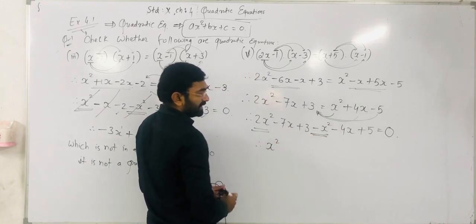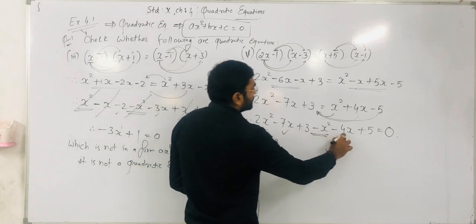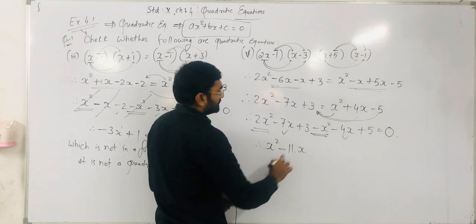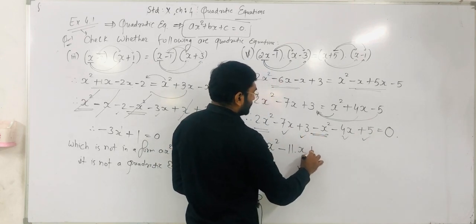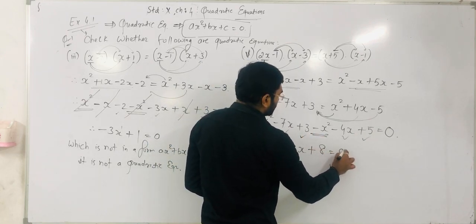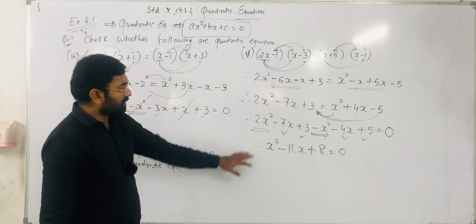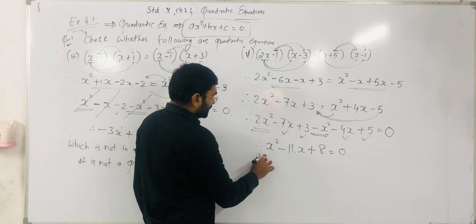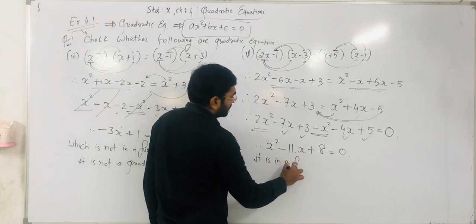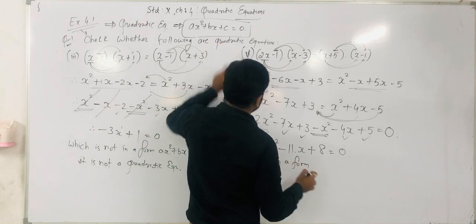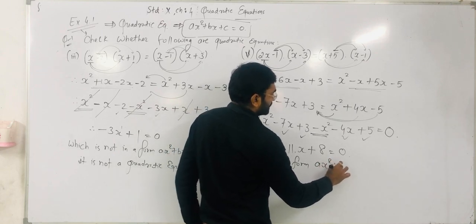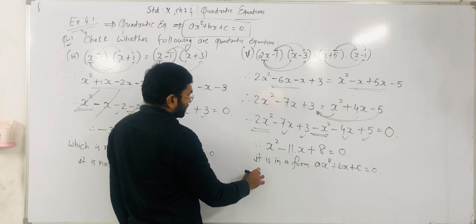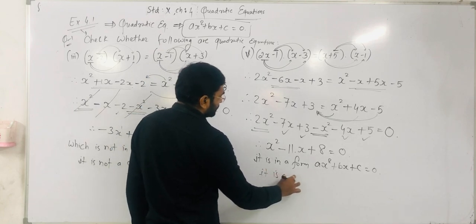So we get x square, minus 7x minus 4x, so we get minus 11x, plus 3 plus 5, so we get plus 8 is equal to 0. So at last we get this form. It means it is in the form of our general standard form, ax square plus bx plus c is equal to 0. So we can say it is a quadratic equation.